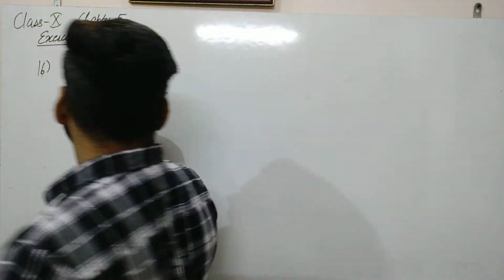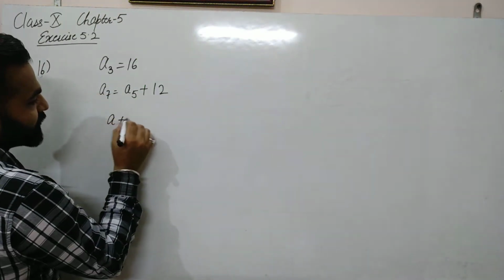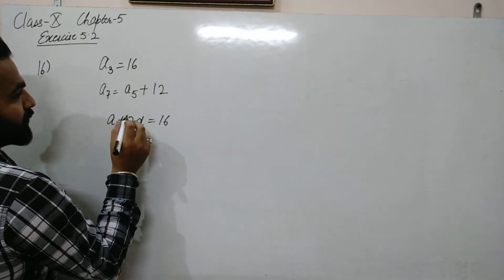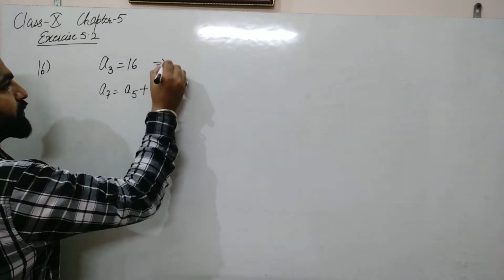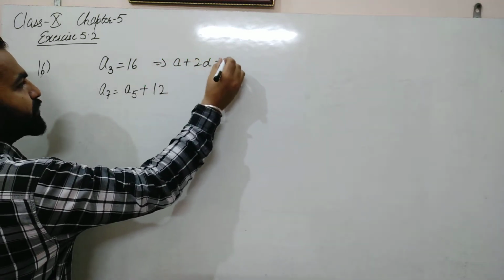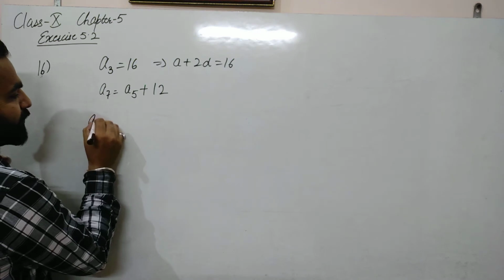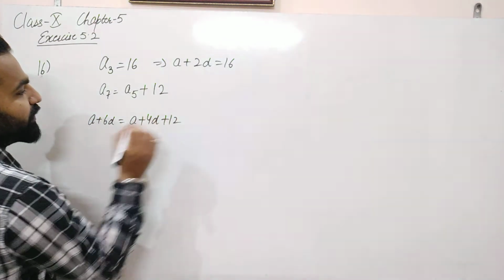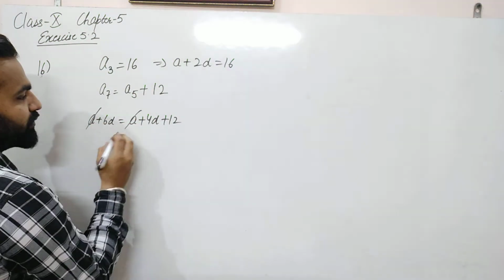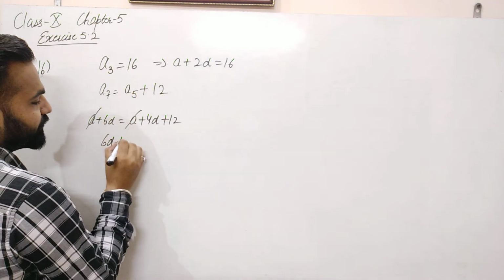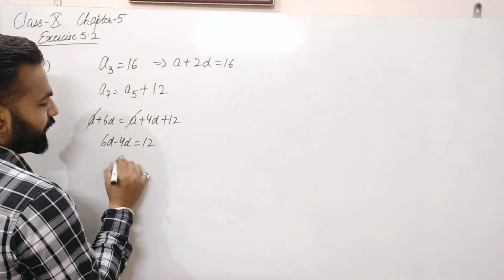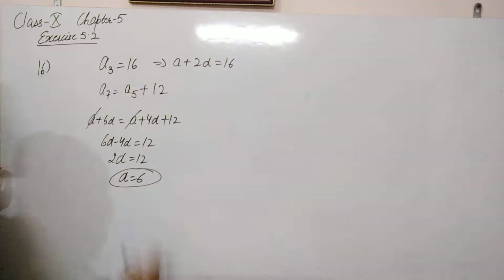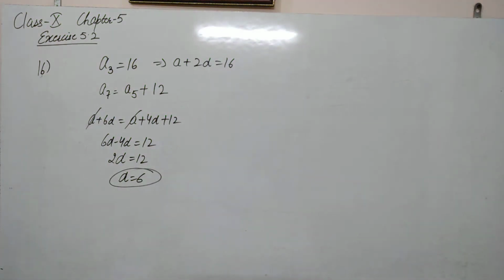So A3 can be written as A plus 2D, which is equal to 16. Say A plus 2D is equal to 16. From here, A plus 6D is equal to A plus 4D plus 12. This A will cancel out. 6D minus 4D, from here 2D is equal to 12 and D will be equal to 6. So the value of D is 6.